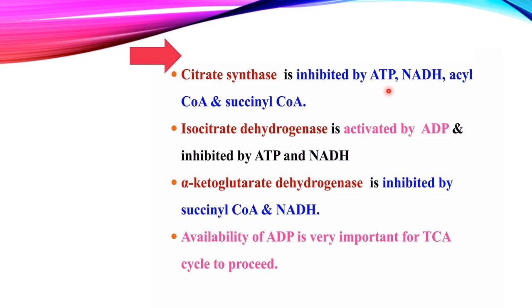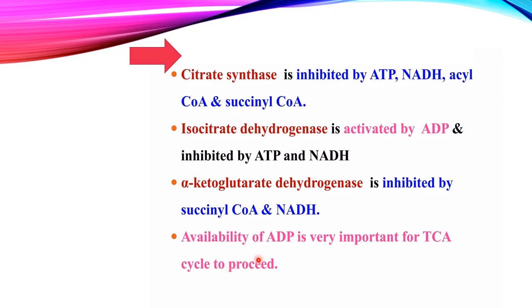Therefore, here you can see that ATP, NADH, acyl-CoA and succinyl-CoA inhibit citrate synthase, and ATP and NADH inhibit isocitrate dehydrogenase. NADH and succinyl-CoA inhibit alpha-ketoglutarate dehydrogenase. Okay, and now when the energy state of the cell is low, which is indicated by ADP, ADP activates isocitrate dehydrogenase.